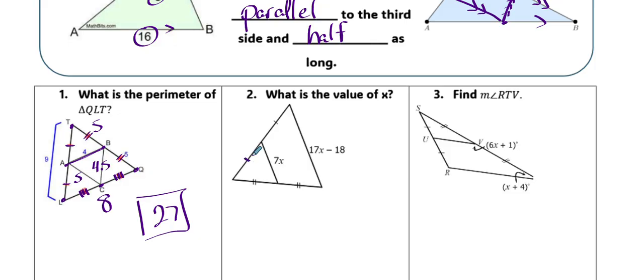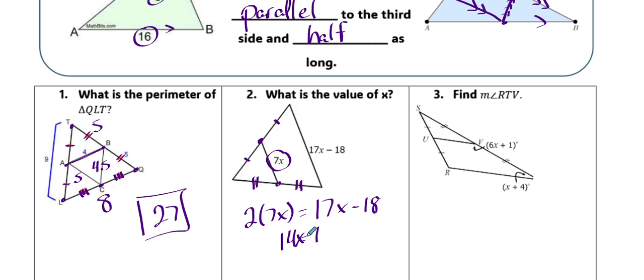All right, again, these are marked as congruent. That means that is the midpoint. That's halfway in between. Same thing here. So 7x represents the midsegment. This represents that third side. So this is half the length of this expression. So I can do 2 times 7x, and I know that's going to be equal to 17x minus 18. So that would give us 14x equals 17x minus 18. Negative 3x equals negative 18, and x equals 6.